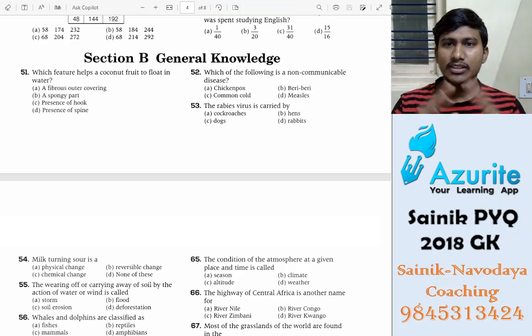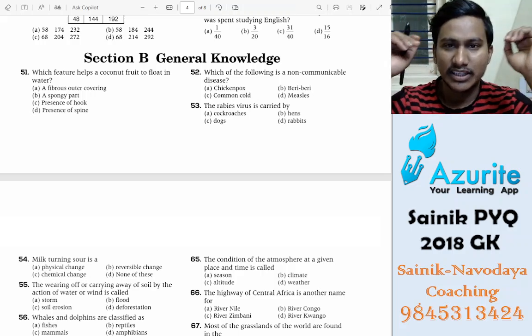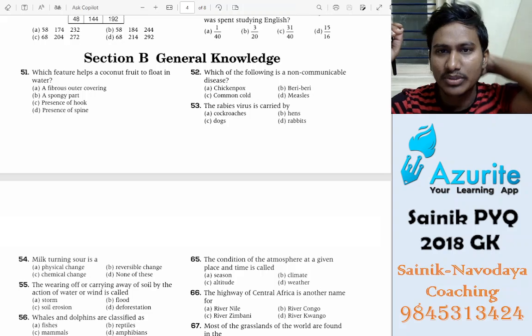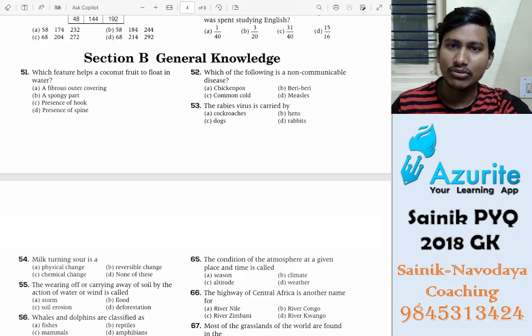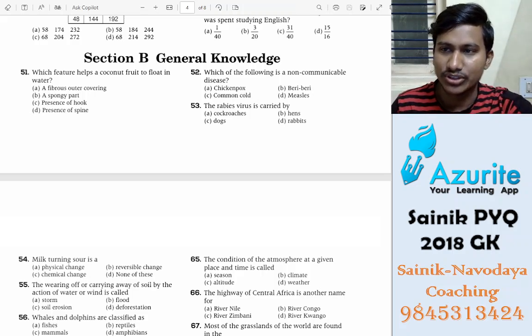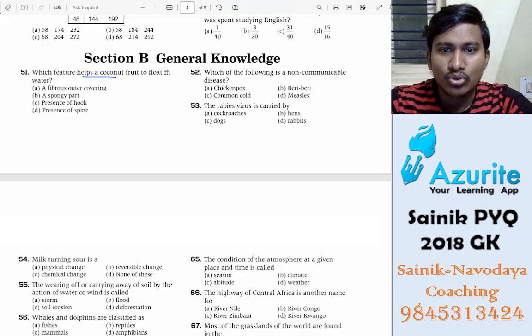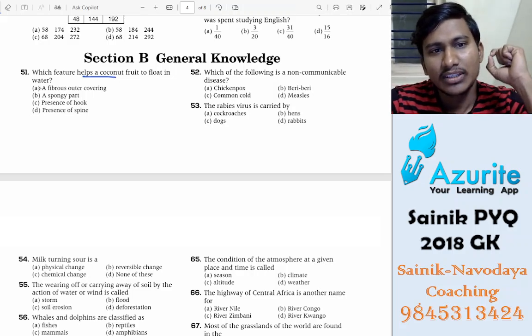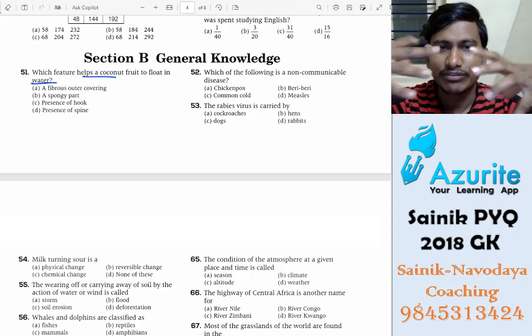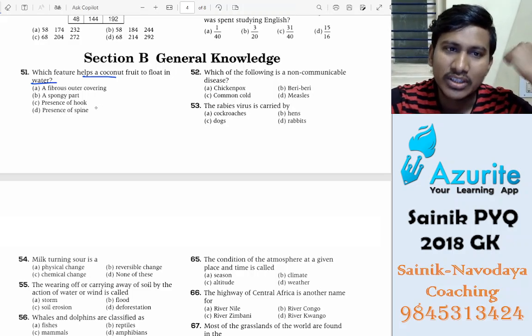So hello students, now we'll be discussing Sainik GK for all the question papers from previous years, from 2018 onwards. Here, the first question is: which feature helps a coconut fruit to float in the water? You may have seen the coconut float on the water, right? So why does it float, let us see.